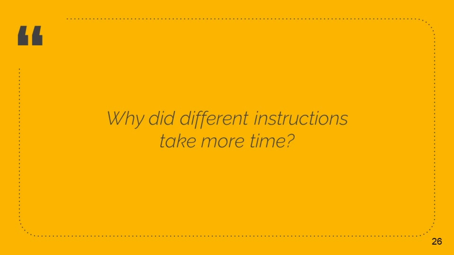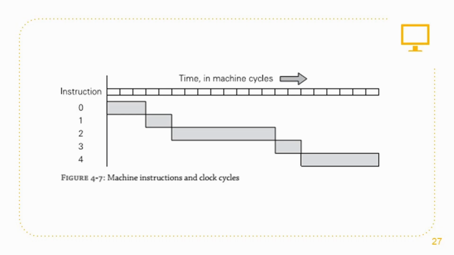Why did different instructions take more time? Different instructions took more time to execute primarily due to variations in their complexity, resource requirements, and dependencies within the CPU architecture. Here are some reasons why different instructions might have taken more time.